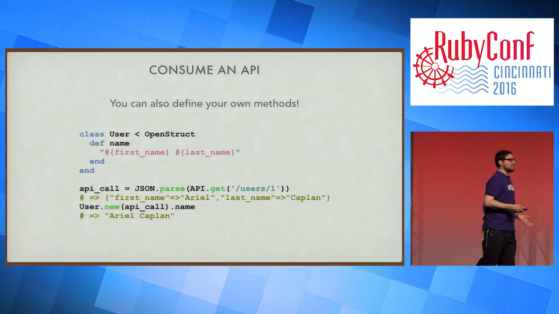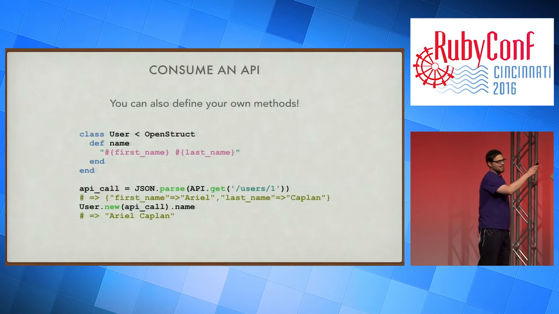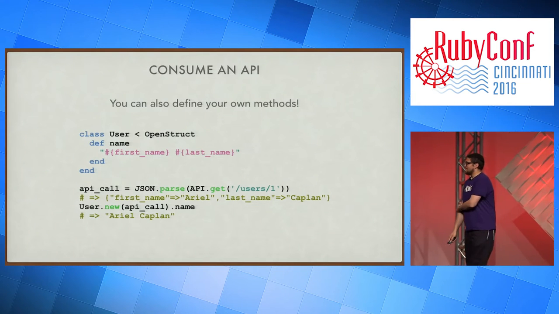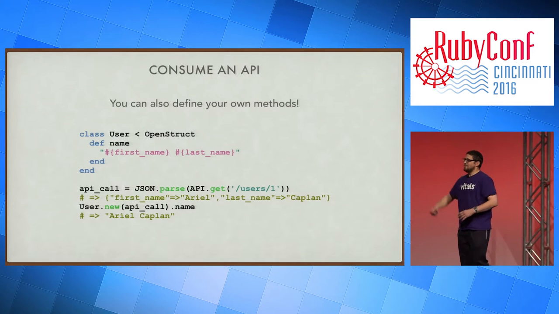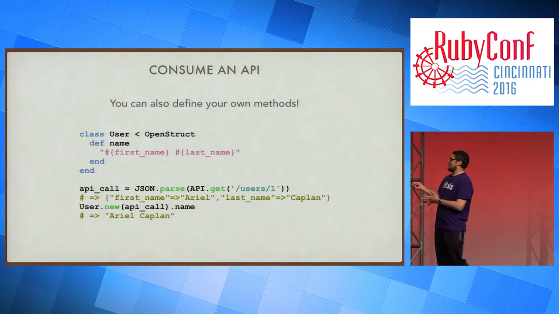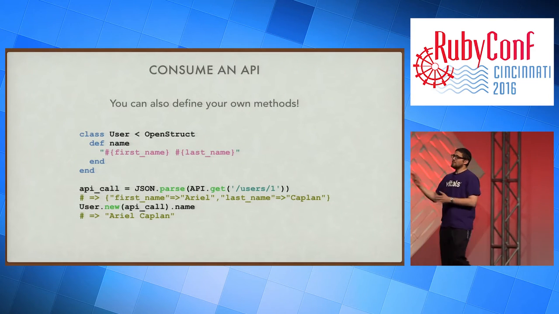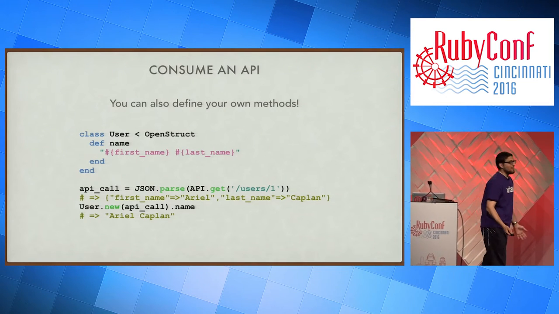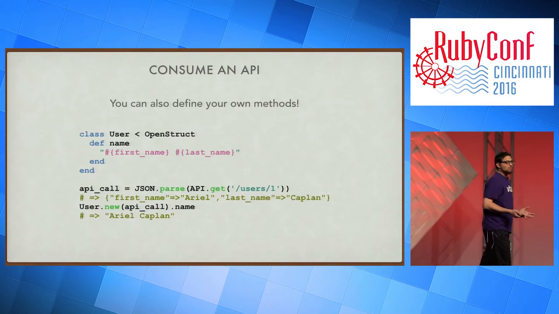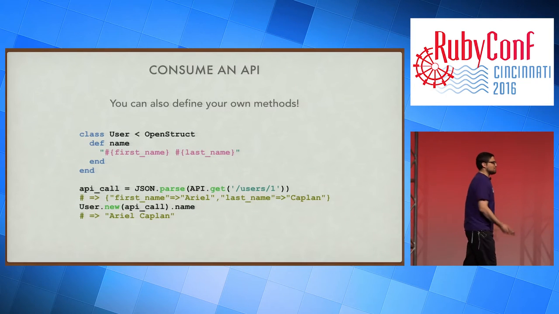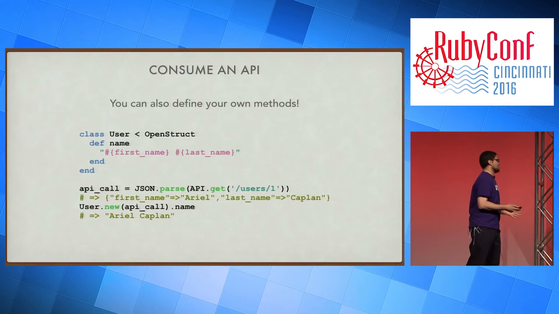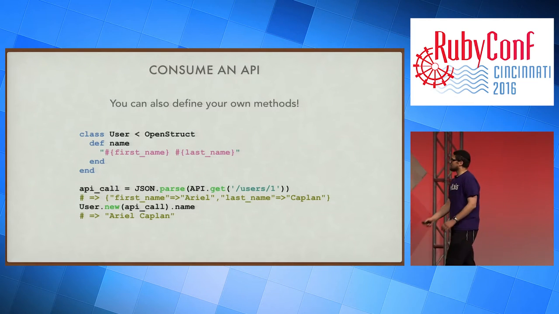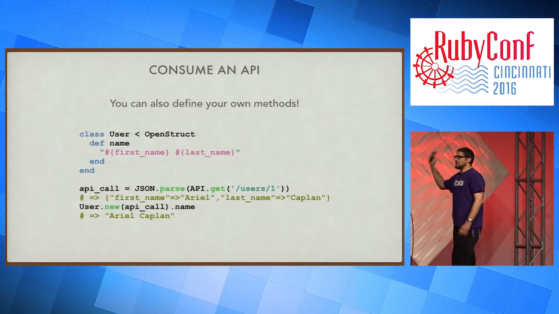So in this case, we make an API call to /user/1, which for some reason, I guess I'm the first user, Ariel Caplan. It gives back the first name and the last name, and we feed that into a user, and then we can call .name. And what's cool is that if we call .firstname, it would just give us a raw value. If we call .name, it'll give us a computed property. And from the outside, we don't know which is which. And that's basically the point of objects, right, is abstraction and encapsulation. And that's a really nice way to get that from an API call. OK, so that's use case number one, consuming an API.